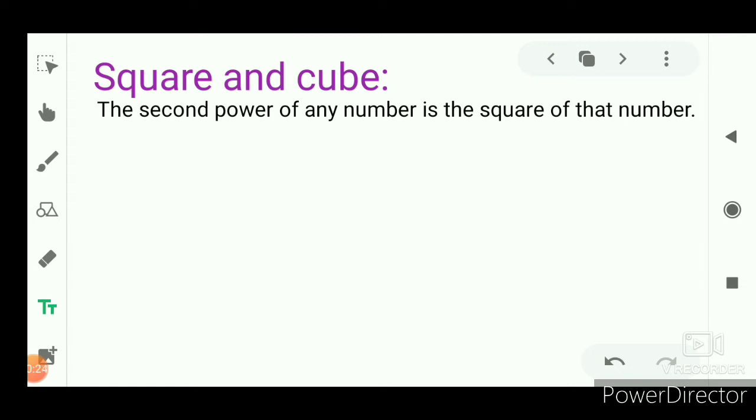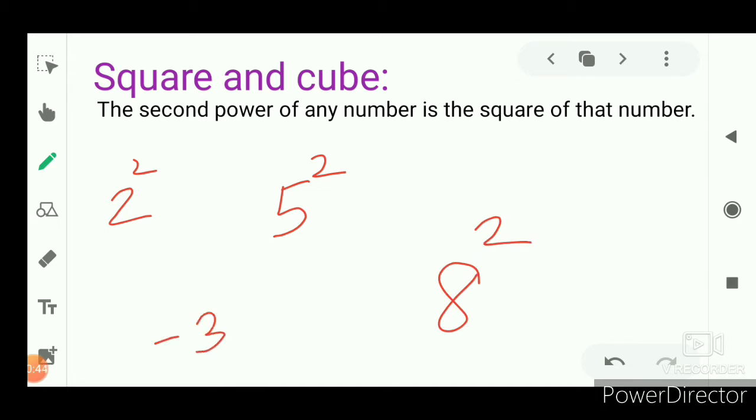What do we mean by square? Square is the second power of any number. Second power of any number is called the square of that number. For example, 2 raised to the power 2, 5 raised to the power 2, 8 raised to the power 2, minus 3 raised to the power 2, 4 by 3 raised to the power 2.